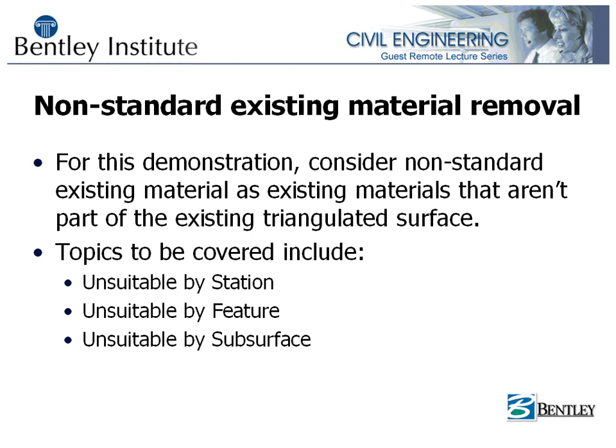For this demonstration, a non-standard existing material is any material other than your normal cut material from your existing surface. For instance, materials such as rock or organic materials, I'm going to classify those as non-standard existing materials. We've got three different ways to account for these different material types: unsuitable by station, unsuitable by feature, and unsuitable by subsurface. We're going to go through and look at each one of these right now. So let's get started with unsuitable by station.